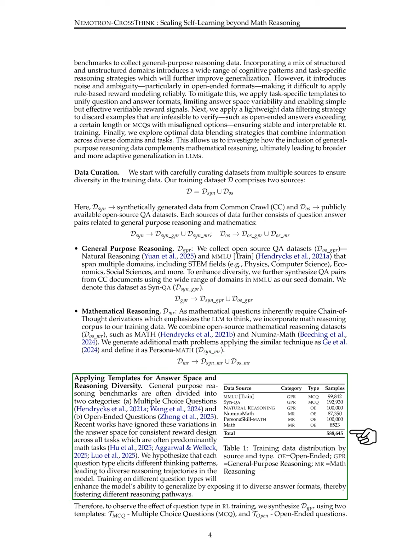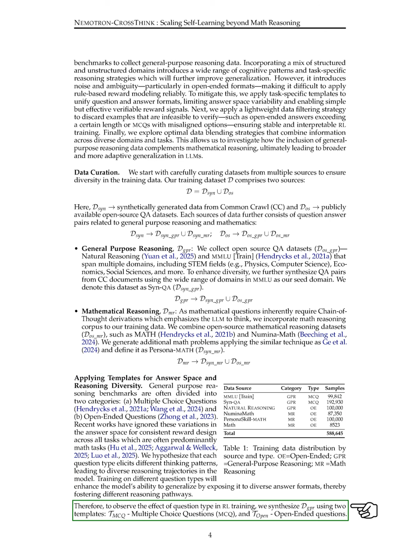We recognize that general-purpose reasoning benchmarks typically fall into two categories: multiple-choice questions and open-ended questions. We believe that each question type prompts different thinking patterns, leading to varied reasoning paths in the model. Training on diverse question types will improve the model's generalization by exposing it to different answer formats.